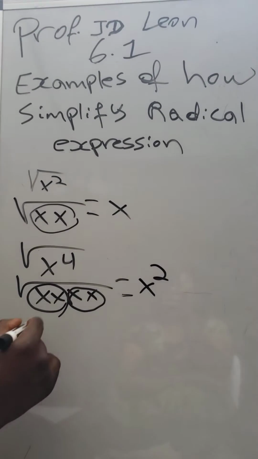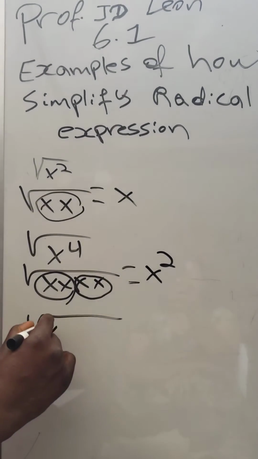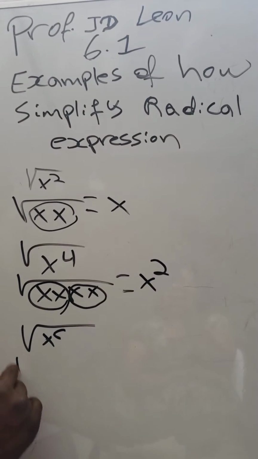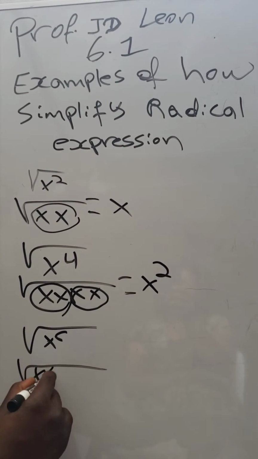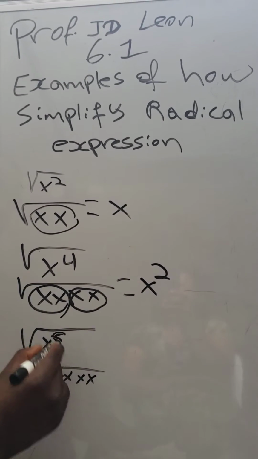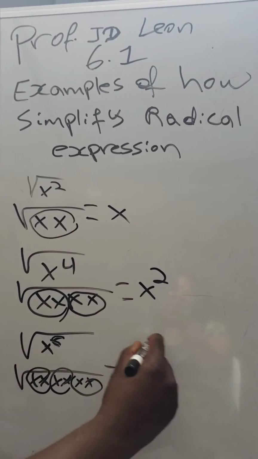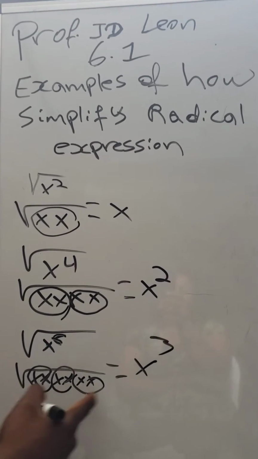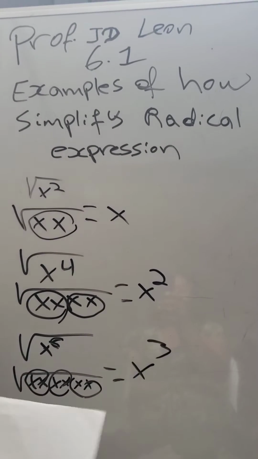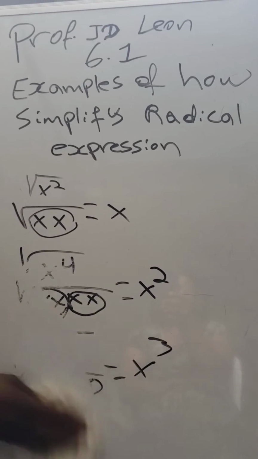Okay? Or same thing if you had the square root of x to the sixth power, for example, which is the same thing as the square root of x times x, x times x, x times x, which is three pairs. This is six, by the way. This is one pair, two pairs, three pairs. Well, x cubed is what you pull out, because you pull one, two, three pairs. X cubed.